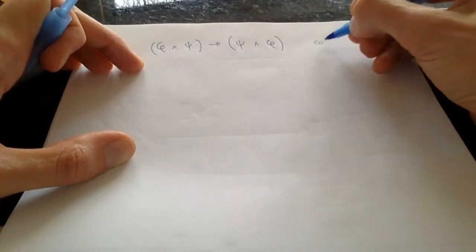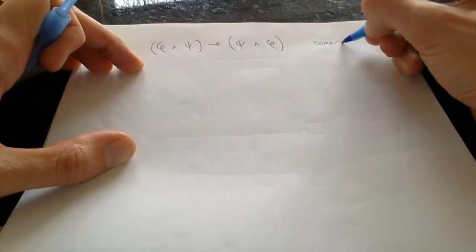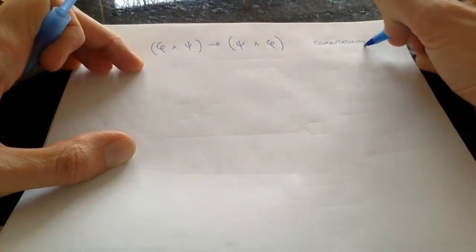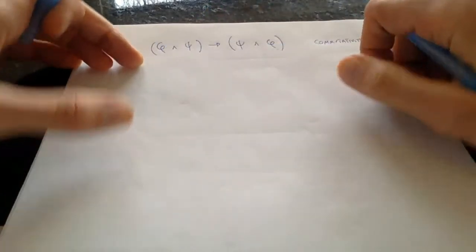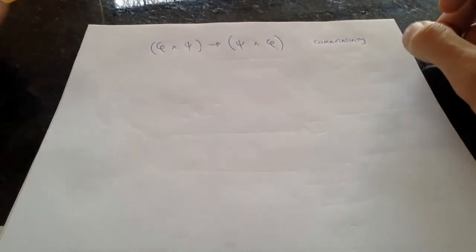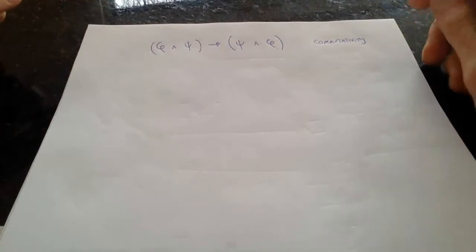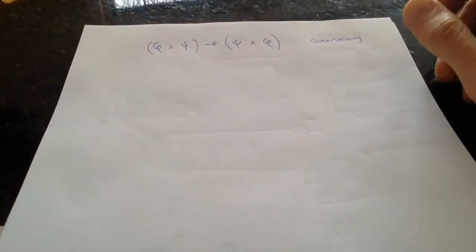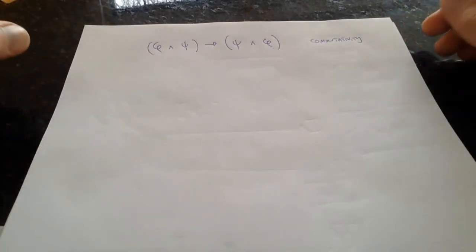So this is known as commutativity. Switching the order, the result doesn't change. So how can we go about deriving such a formula?